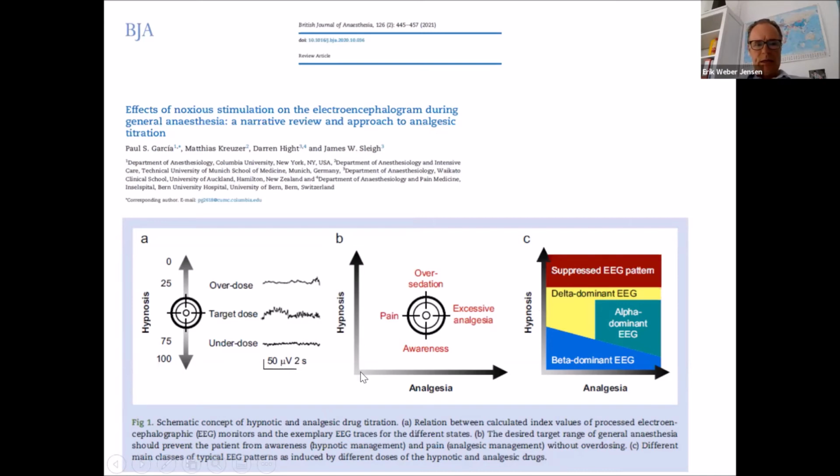So making two-dimensional plots where we see changes in EEG due to analgesia and other changes due to hypnosis.